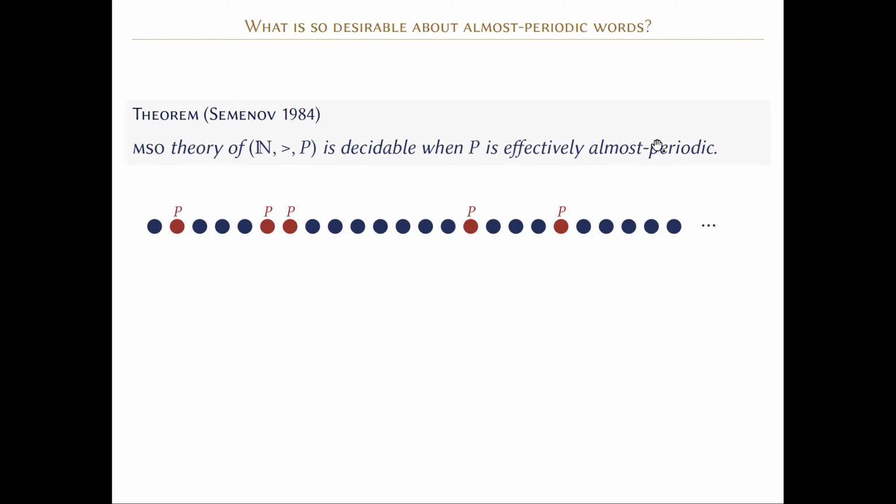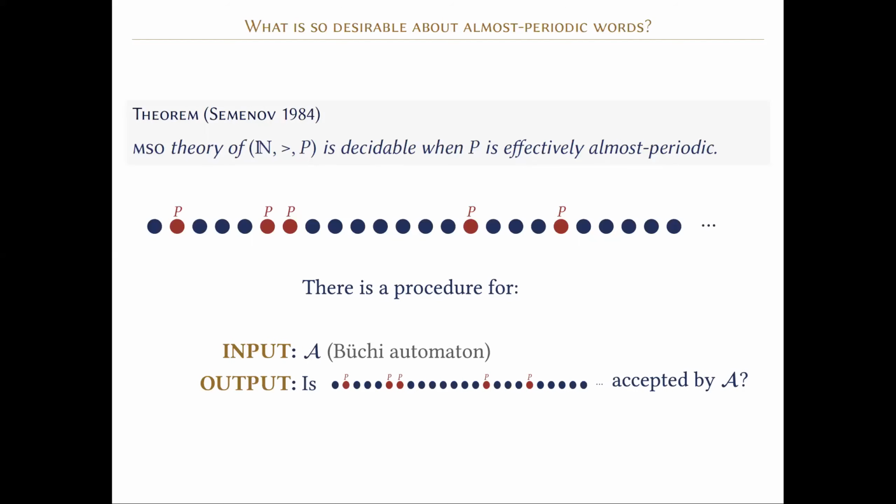But it requires effective almost periodicity. So effective almost periodicity, roughly speaking, means the P in the definition of almost periodicity that I gave is computable. And the almost periodicity of P is used to first prove this result, that if we have a Büchi automaton, and if we run this Büchi automaton on the characteristic word of this predicate, it is decidable whether the automaton accepts this word or not.